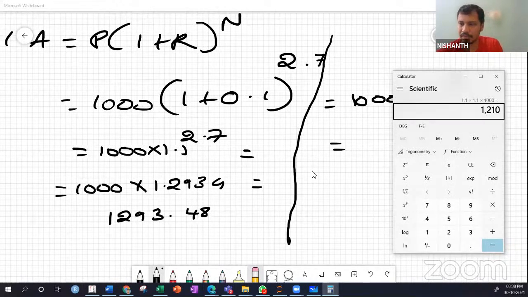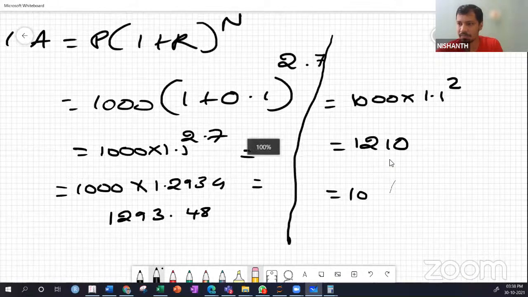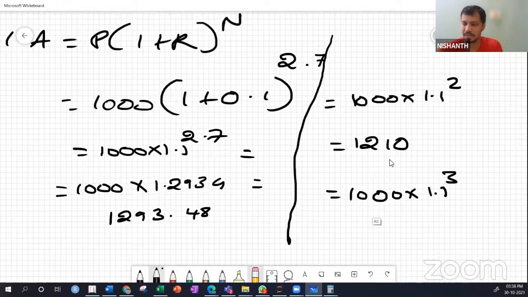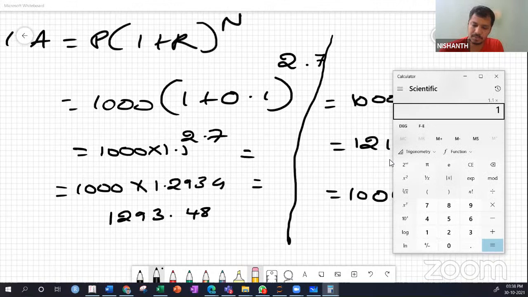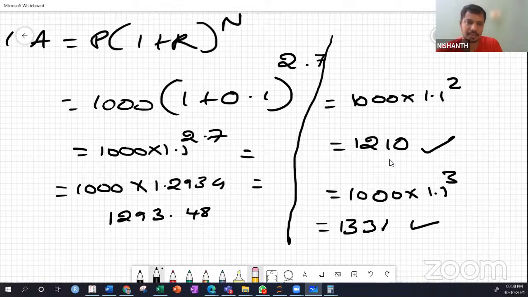1210. One smart way to do it is that I know definitely my answer is more than 1210, which is 1293. Another way is, 1000 into 1.1 cube, if I do, how much do I get? 1.1 into 1.1, 1331. So now I know for a fact that my answer is lying between 1210 and 1331.